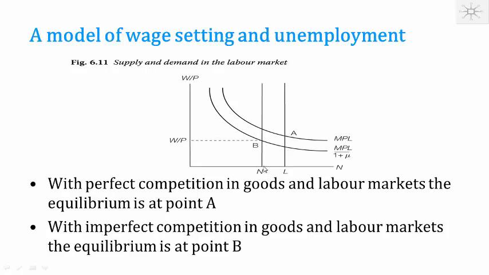So if this is the natural level of employment, the real wage is then going to be here, where the workers are paid the marginal product divided by 1 plus the markup, where the marginal product is evaluated at the natural level of employment. So this shows how our model, with imperfections in the product and labor markets, differs from perfect competition.